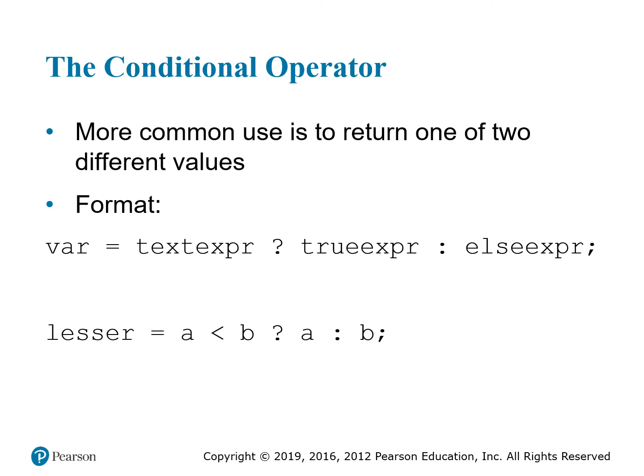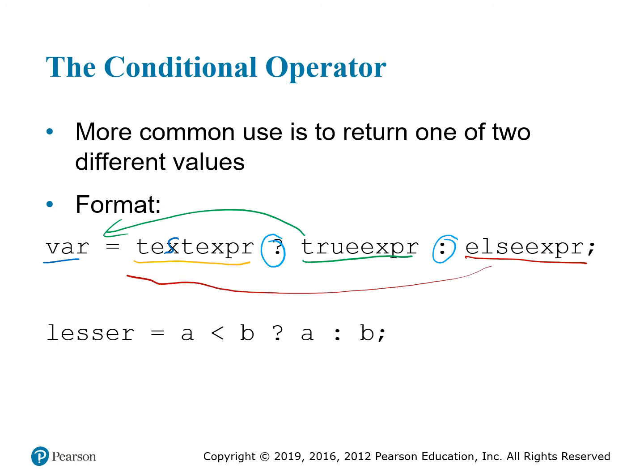It's much more commonly used to return one of two different values. So we would say variable var wants to get a value. We pass in test expression. That should be an S, not an X. Test expression. And then we have the question mark operator. True expression gets passed to var if that test expression is true. We have the colon operator, and then the else expression gets passed to var if test expression is false.